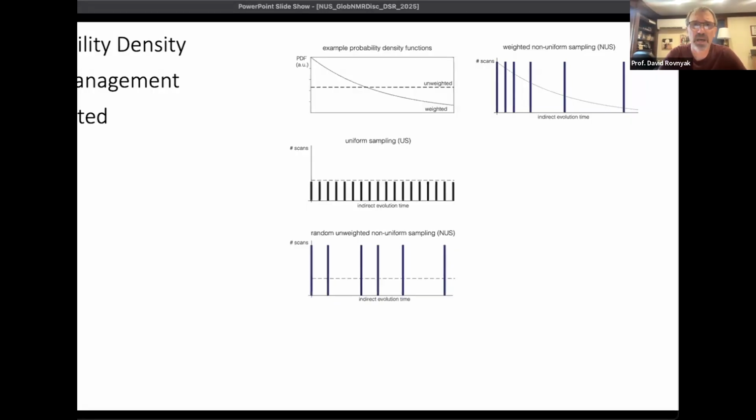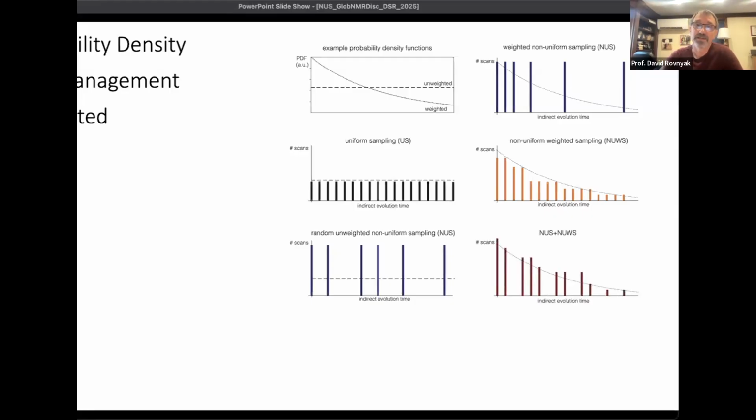In practice, as soon as you go to random unweighted sampling, you do have to recognize that the actual PDF there is not necessarily perfectly constant. You're now attempting to approximate the PDF with your samples. You can actually instead do uniform sampling, but instead change the number of transients or scans per sample, and that's called NUWS. That continues to be explored and be of interest, for example, the work of the Mueller group and others.